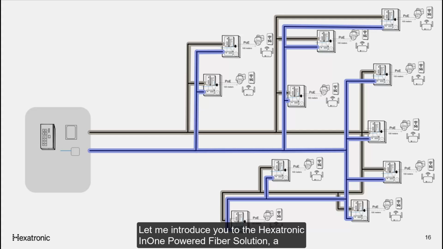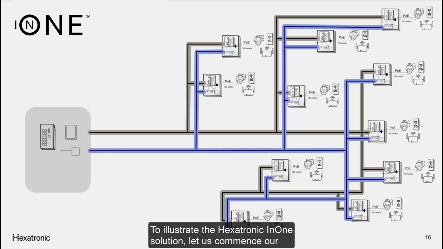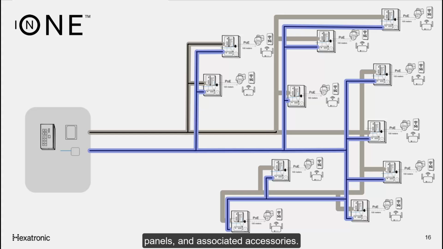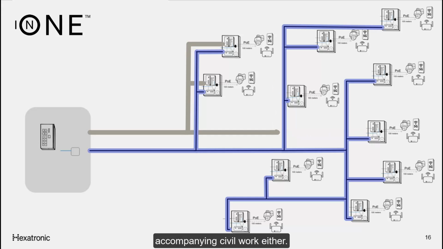Let me introduce you to the Hexatronic InOne powered fiber solution, a momentous change in the realm of power and data infrastructure. To illustrate the Hexatronic InOne solution, let us commence our exploration from where we concluded the traditional installation process. First, let us start by removing the no longer needed AC cables, panels, and associated accessories. With AC cables out, there is no longer a need for the accompanying civil work either.